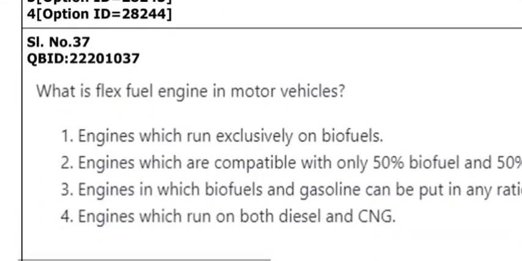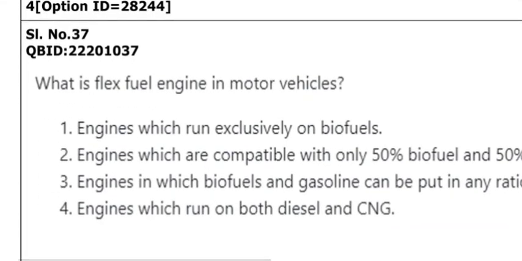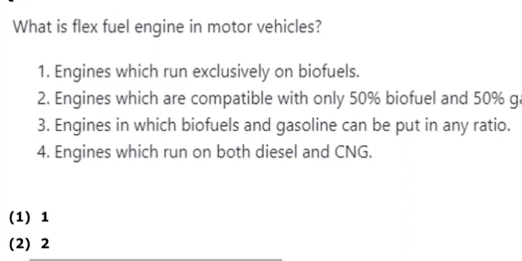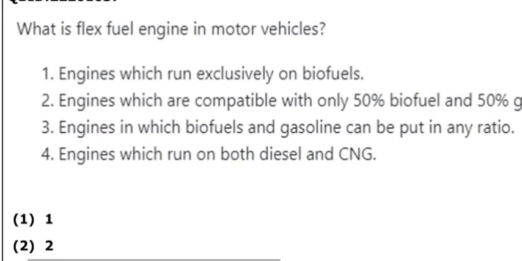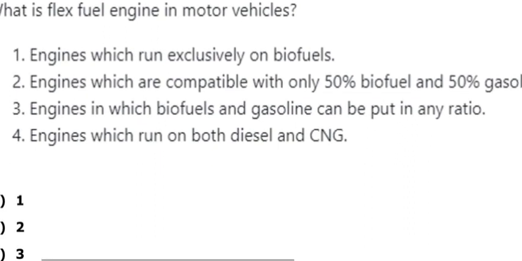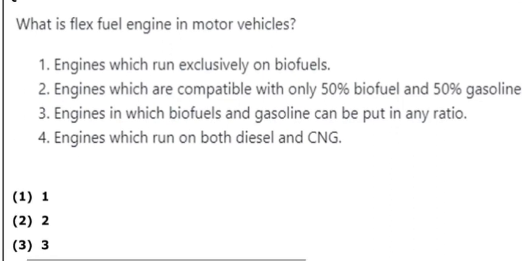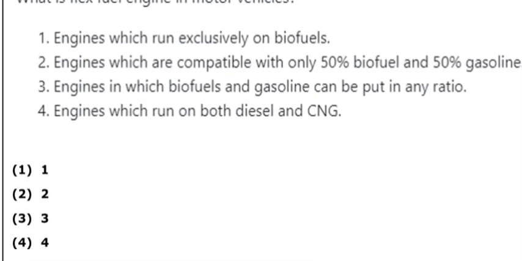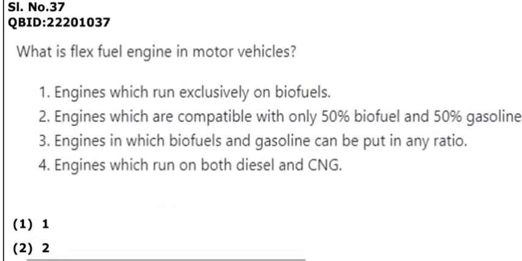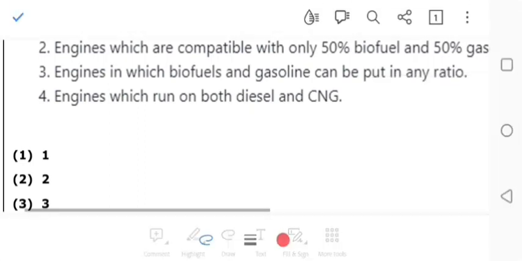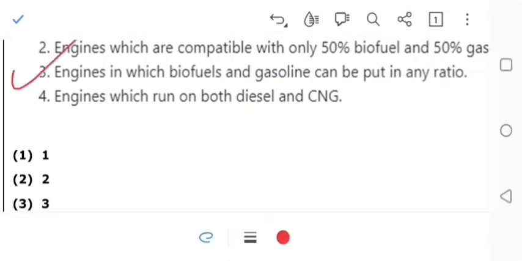Then next, 37. What is a flex fuel engine in a motor vehicle? The engine which runs exclusively on biofuels, engines which are compatible with only 50% biofuel and 50% gasoline, engines in which biofuels and gasoline can be put in any ratio, engines which run on both diesel and CNG. The correct option for this question will be number C, engines in which biofuels and gasoline can be put in any ratio.